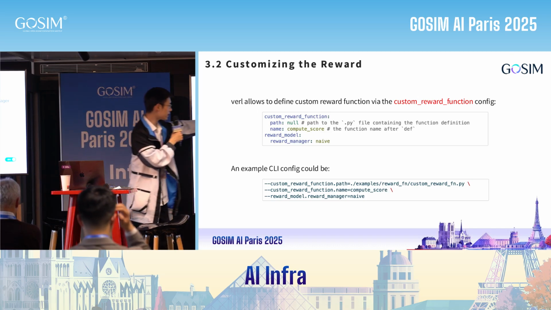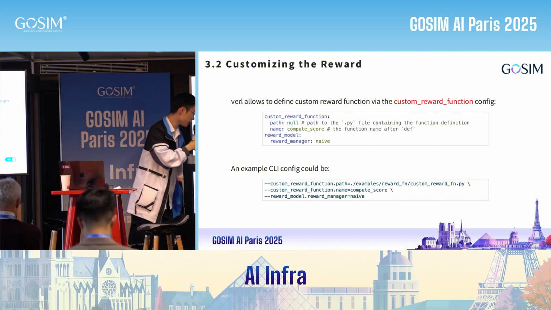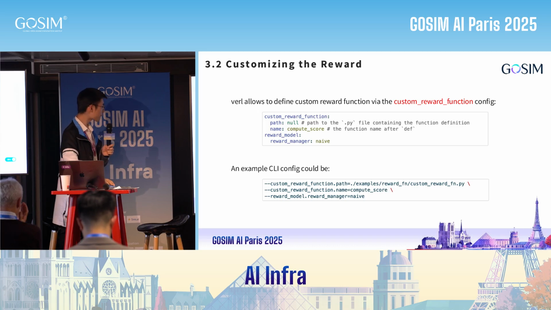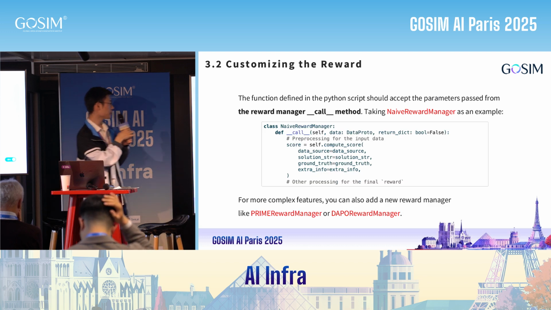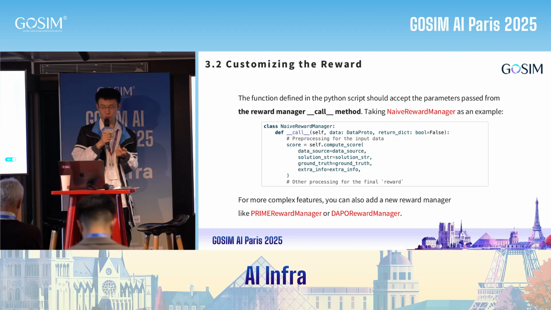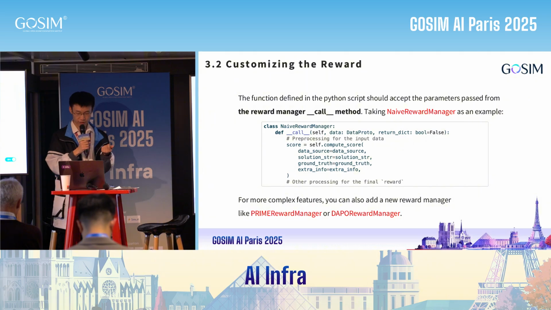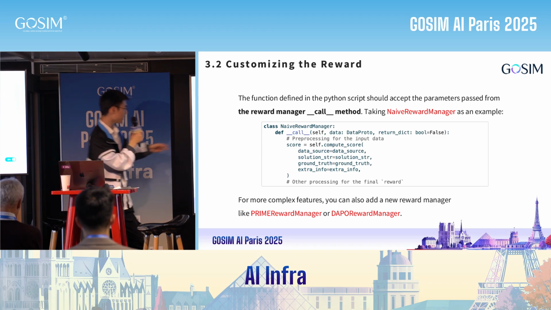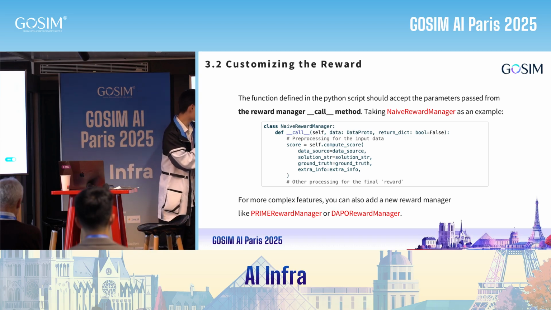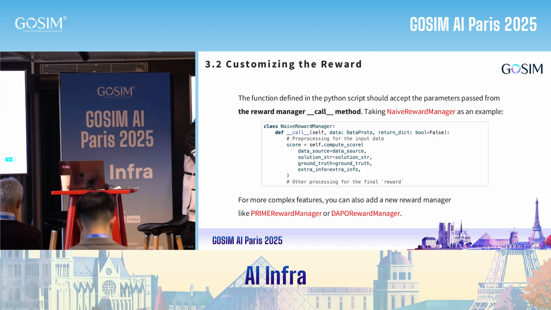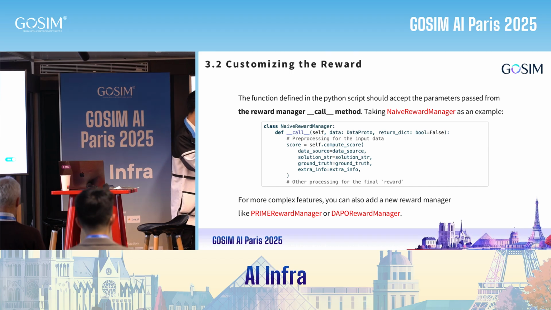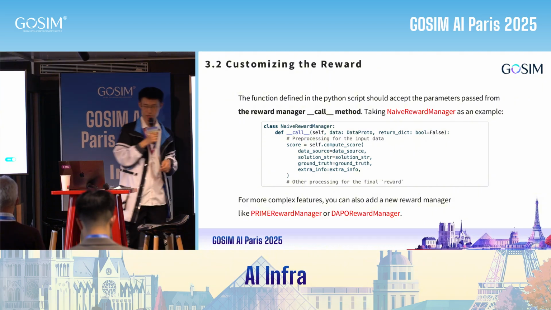This is the example in YAML config and the example in command line config. The function defined in the Python script should be able to accept the parameters passed to it by the reward manager. It is an example of the naive reward manager. You can also refer to the naive reward manager, which has a core method, and it can receive the data from the actor model and other parameters. We use the solution responses and ground truth in the data to compute the reward score, and finally return the score to the single controller.